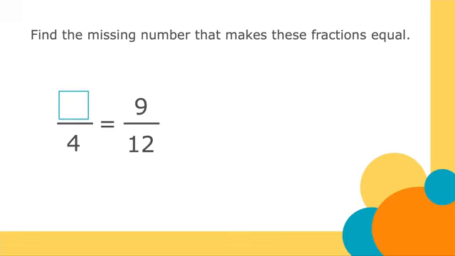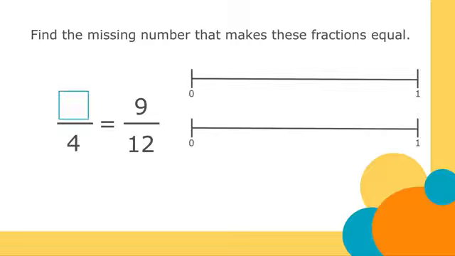Find the missing number that makes these fractions equal. Let's use number lines to model these fractions. Looking at our denominators, we have 4 and 12. For the denominator of 4, divide the first number line into 4ths. For the denominator of 12, divide the second number line into 12ths. On the second number line, we'll draw our point after the 9th part to show 9/12.